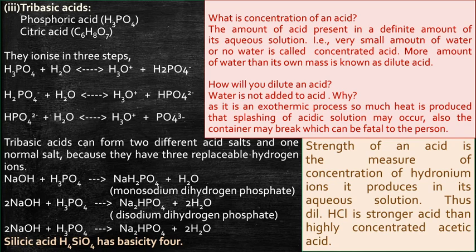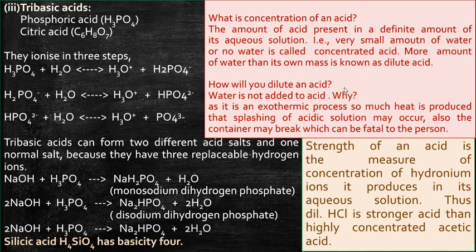Now let's see the concentration of acid. You must have heard about the concentration of acid. So what is the concentration of an acid? The amount of acid present in a definite amount of its aqueous solution, with very little water or no water, is called concentrated. Less water means the acid is concentrated; more water and less acid means it is called diluted.